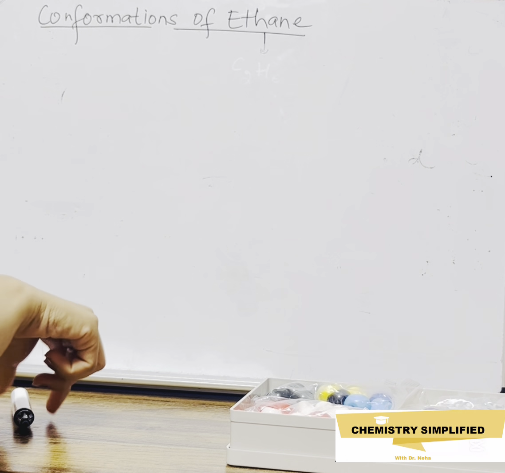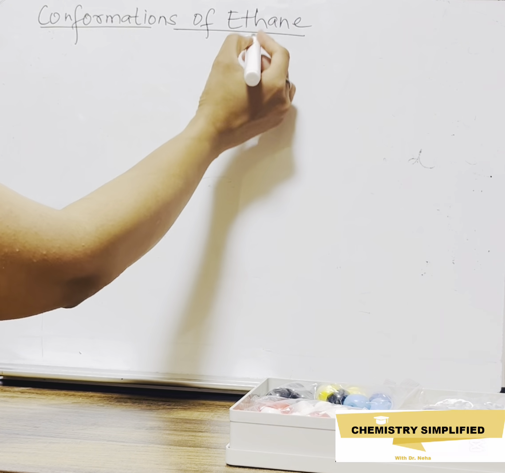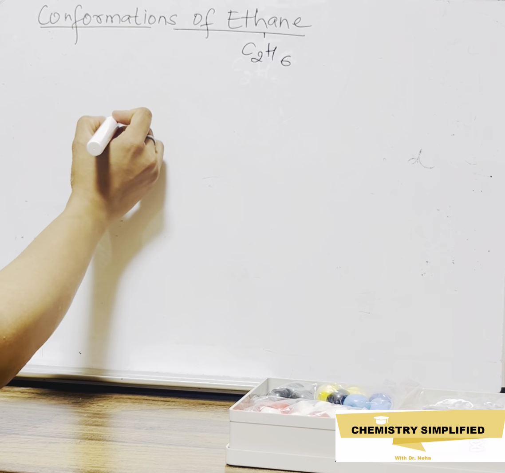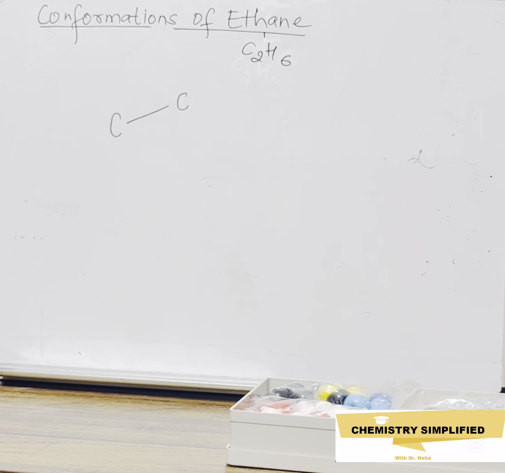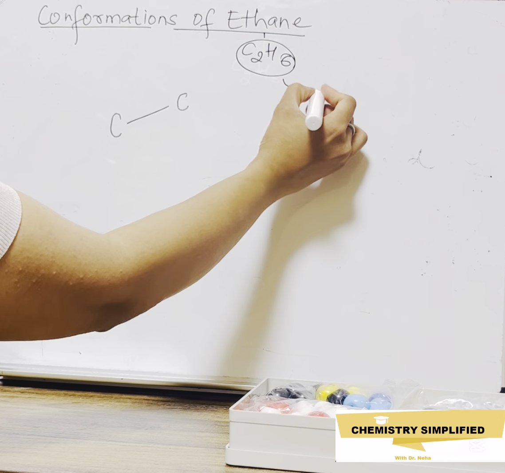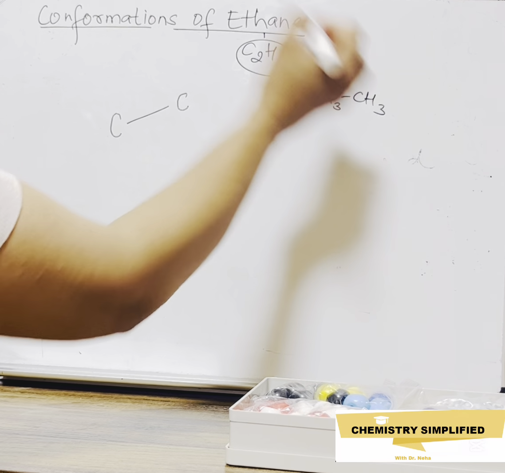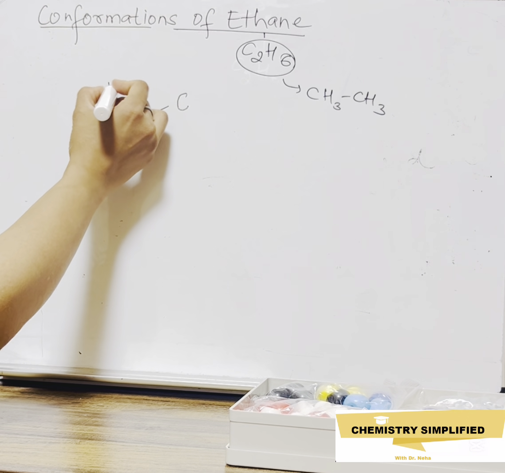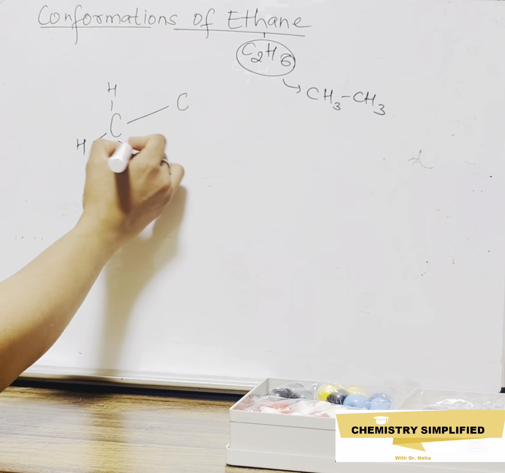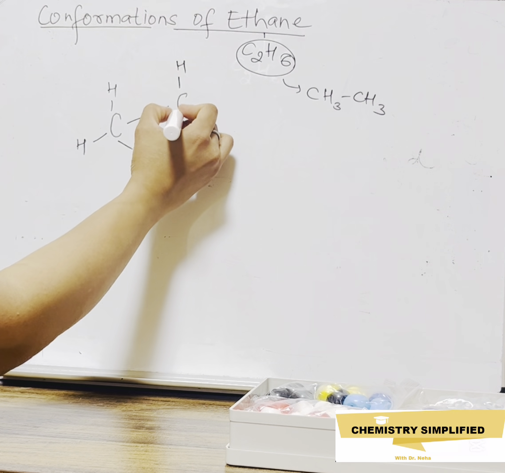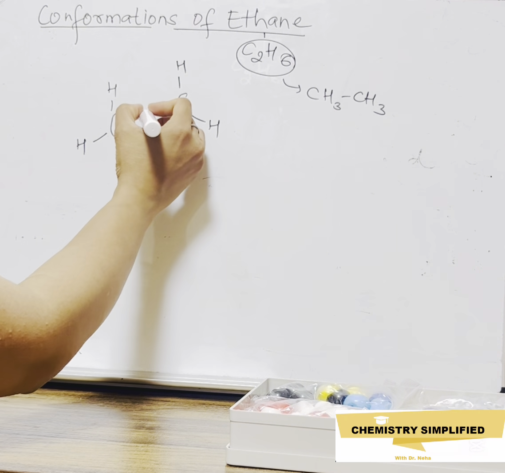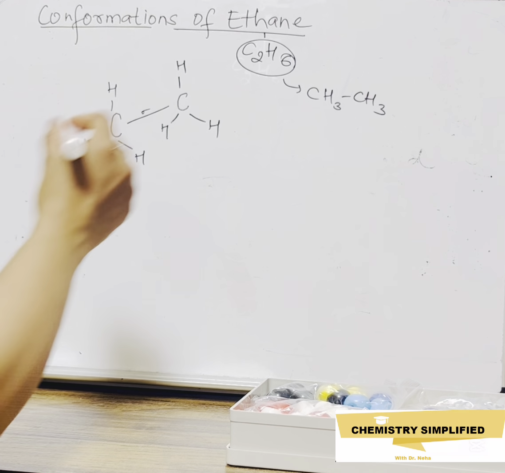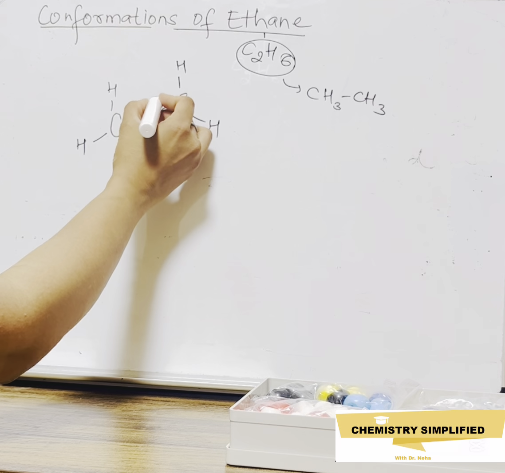Okay, so we know that it has molecular formula C2H6. This is my one carbon atom, this is my another carbon atom. So C2H6 I can write as CH3-CH3. Okay, so here one hydrogen, one hydrogen, one hydrogen, one hydrogen, one hydrogen and one hydrogen. This is my ethane. Now here the carbon-carbon single bond is a sigma bond, and the bond length will be 154 picometer.